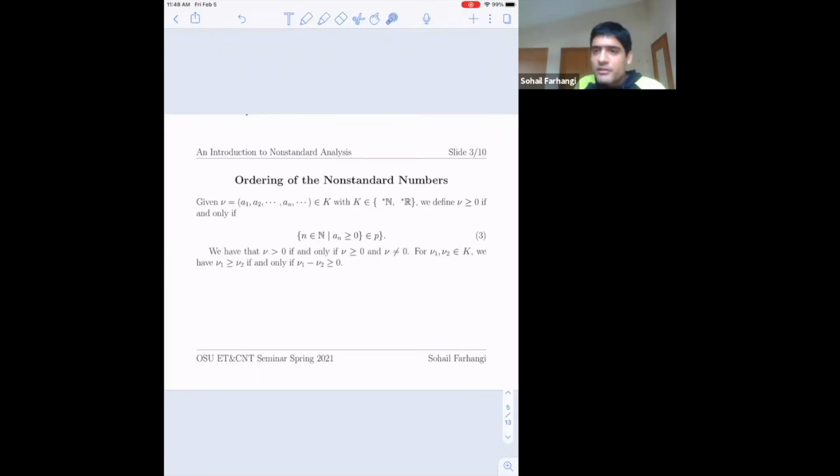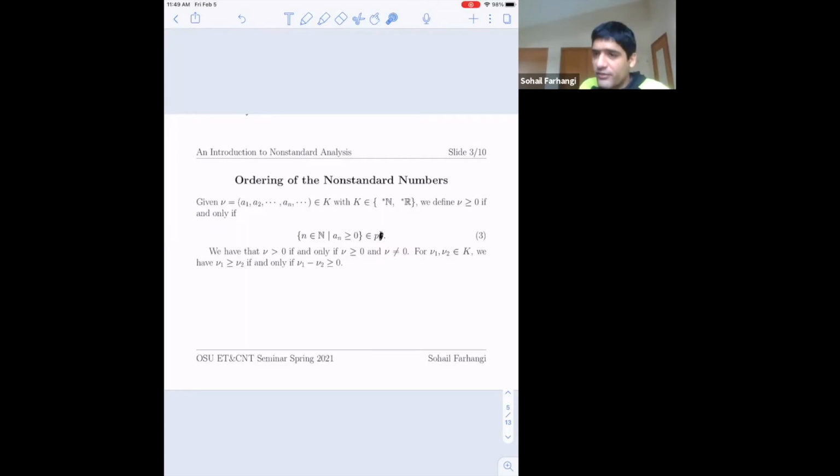So now one of the nice properties that's preserved is that non-standard numbers are still ordered. If we take a non-standard number, it doesn't matter if you're saying non-standard natural or non-standard real, you can define that number to be bigger than or equal to 0 if the set of indices for which it is bigger than or equal to 0 is in your ultrafilter. Sorry about that extra bracket. And then, of course, we just define it to be strictly bigger than 0 if it is bigger than or equal to 0 and it is not equal to 0.